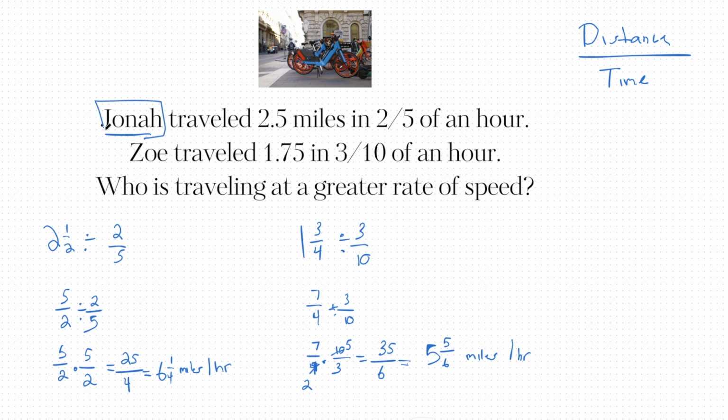So there's 2 things I really need you to remember about this lesson, okay? To get the rate, you take the distance and you divide it by the time, all right? And then if your problem involves fractions, when you divide fractions, you multiply by the reciprocal.